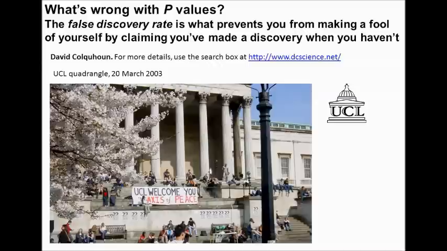Very foolishly, people often say something is significant if p is less than 0.05, but the trouble with that is that it doesn't answer the question that you want to know. What you want to know is the false discovery rate, and that is the fraction of tests which come out positive with p less than a predetermined significance level, the fraction that are positive when there is no real effect there, the fraction of false discoveries. That's what we need to know, and this talk is about how to get at it.